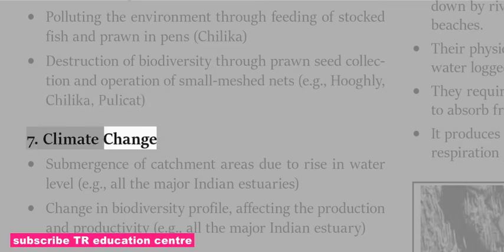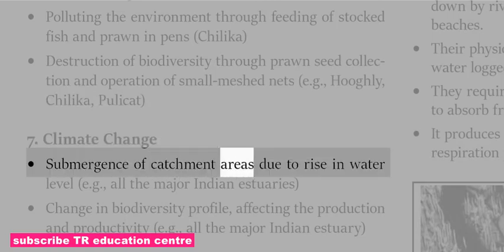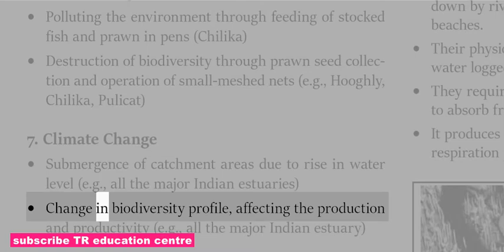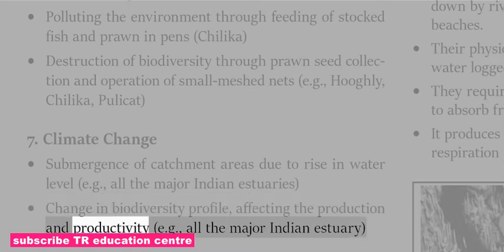7. Climate change, times submergence of catchment areas due to rise in water level, e.g., all the major Indian estuaries. Times change in biodiversity profile, affecting the production and productivity, e.g., all the major Indian estuaries.